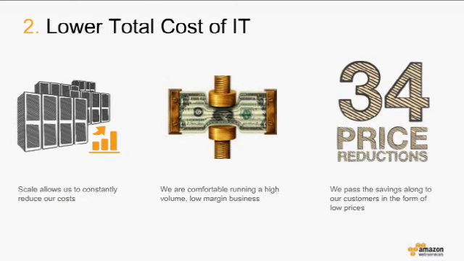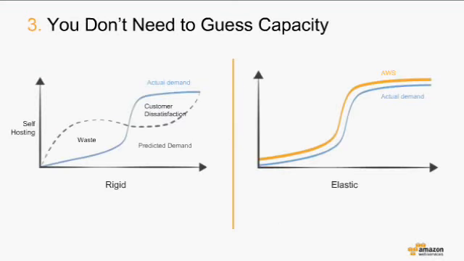So number 3, and the slide that I missed the arrow on here, third point here, why people choose AWS, you don't need to guess at capacity. Like I was saying earlier, nobody knows exactly which marketing campaign is going to go viral. It's difficult to predict where your business is going to be in 3 months, 6 months, let alone 3 years, 6 years.